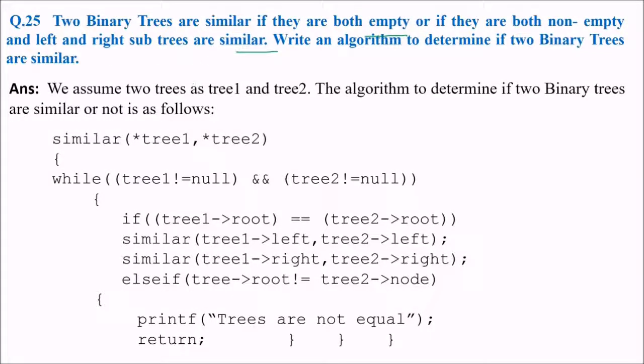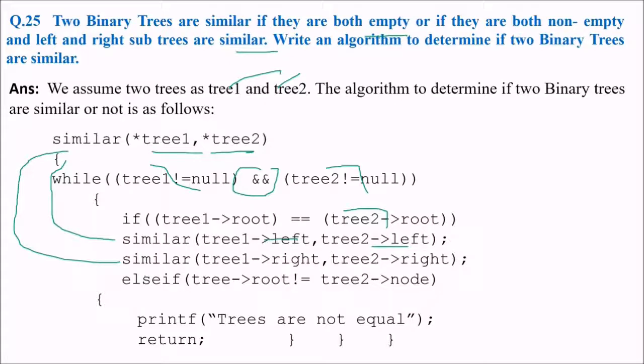So this is the code. We assume two trees, tree 1 and tree 2. The algorithm would be something like this. While tree 1 is not equal to null and tree 2 is not equal to null, and this is the AND operator, because we have to check whether they are empty on the left or right. If tree 1 root is equal to tree 2 root, then we call similar again for left of tree 1 and left of tree 2. Then we again call recursively similar for right of tree 1 and right of tree 2.